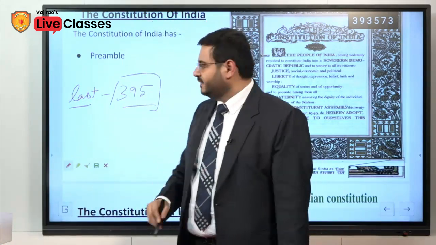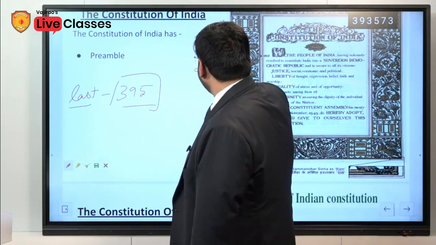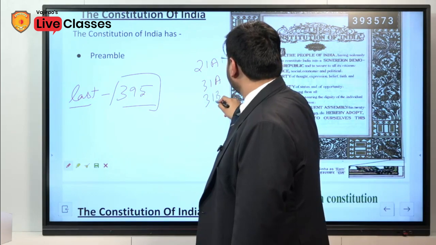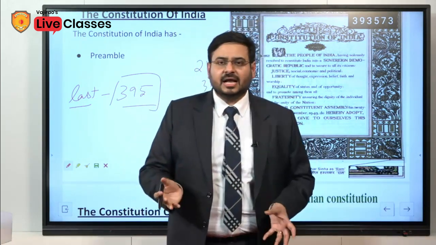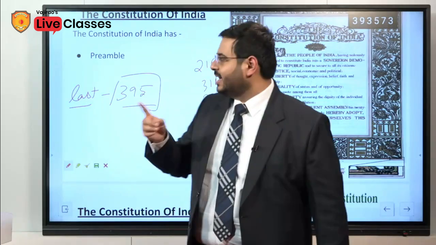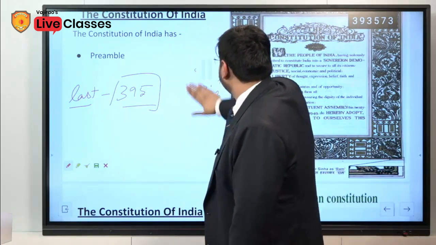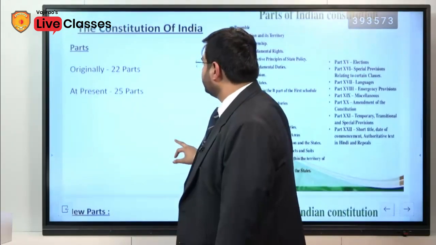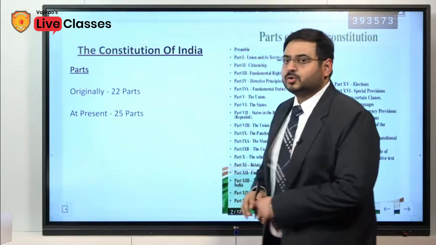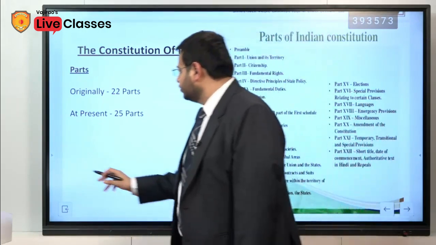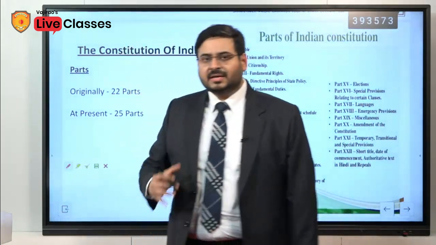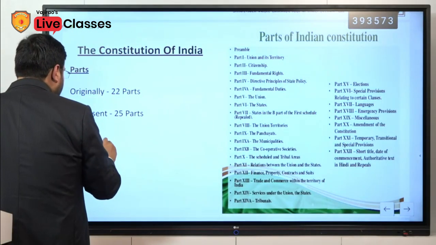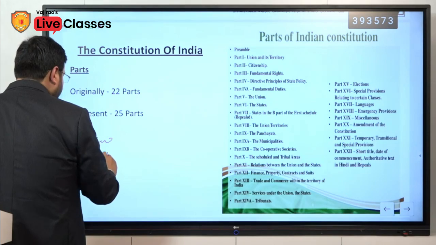The articles are added in between. For example, Article 21A was added, Article 31A was added, Article 31B was added. So in this manner the articles are added in the Constitution, but the last article remains Article 395. Now when we understand the parts, the original Constitution had 22 parts and the present Constitution has 25 parts.